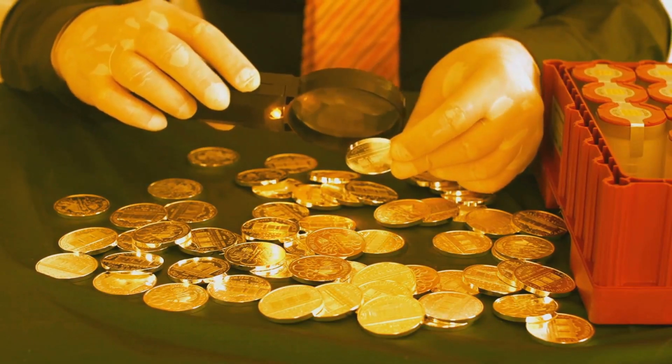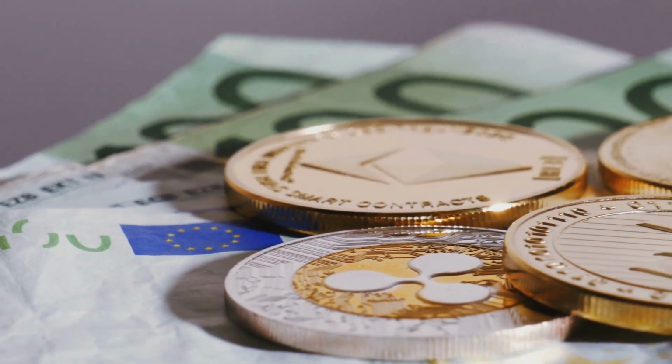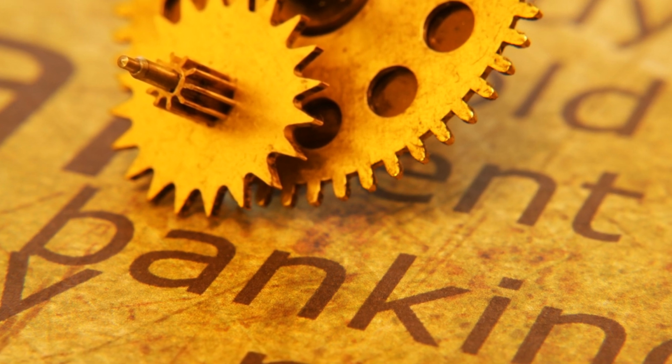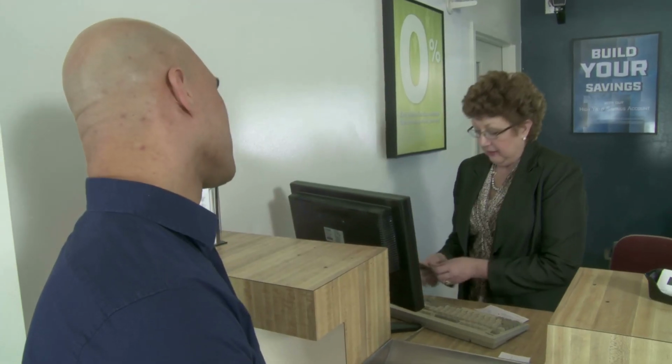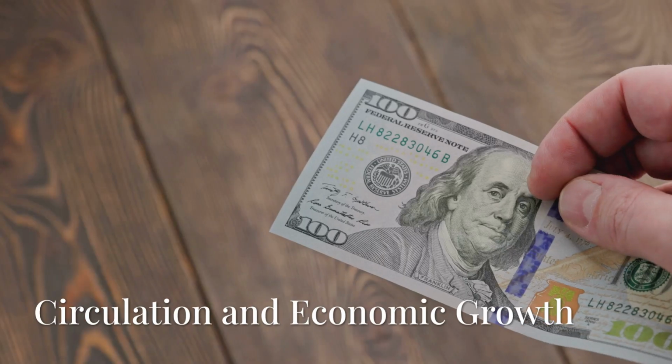Goldsmiths realized they could lend out some of the deposited gold. They issued more receipts than their actual gold reserves. This was the early stage of fractional reserve banking. Modern banking operates on a similar principle. Banks create money by lending out a fraction of their deposits. This process increases the money supply. Today, most money exists as digital entries in bank accounts.